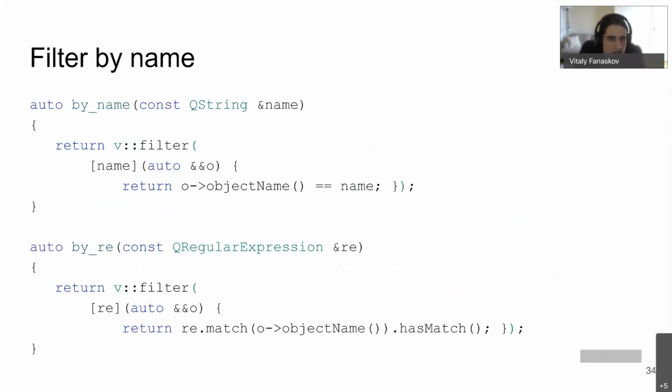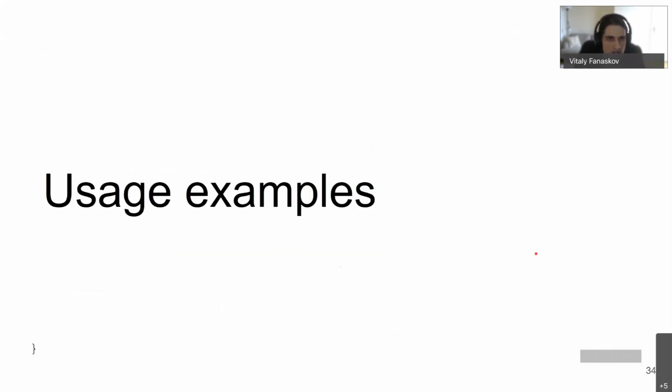Now, two more chunks we can chain. Those are quite straightforward. It's filtering by name, so we just return a filter view with some sort of predicate. And the same for regular expression. We just check if the name has a match, and that's it. And now let's talk a bit about usage examples.